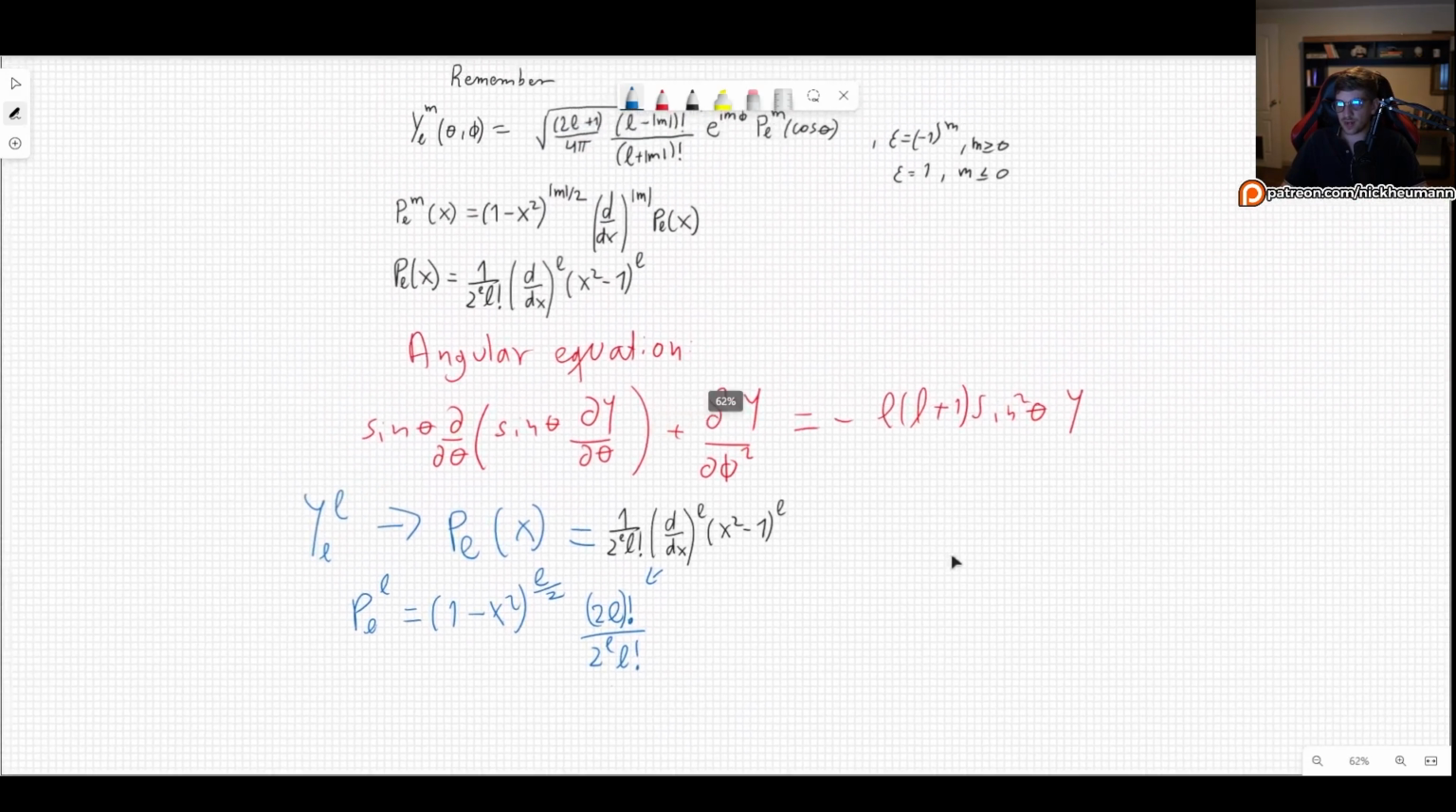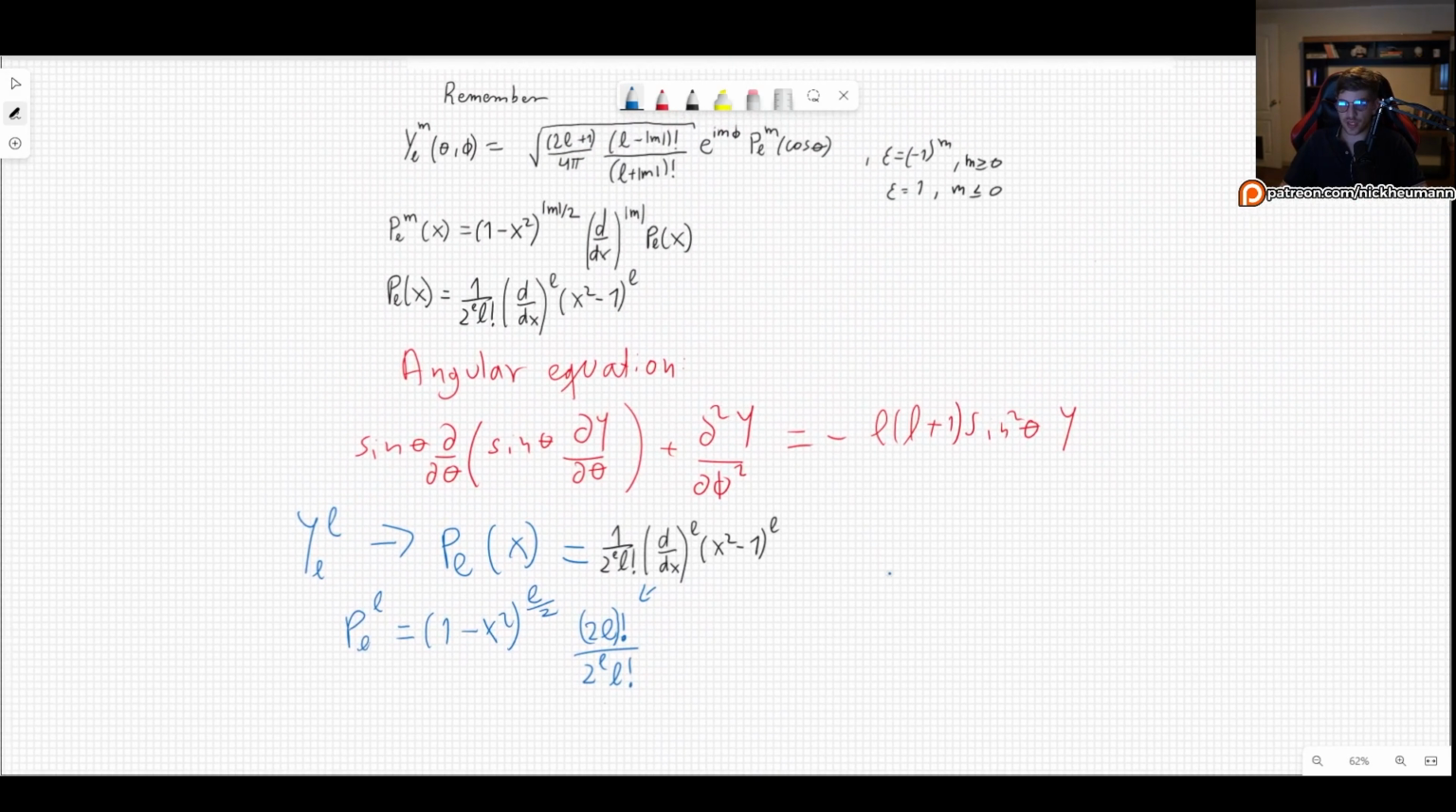So now we need to plug this into our equation for the spherical harmonic. So Y_LL of theta comma phi. This epsilon is (-1) to the m. So we get (-1) to the L, times the square root of (2L plus 1) over 4 pi.